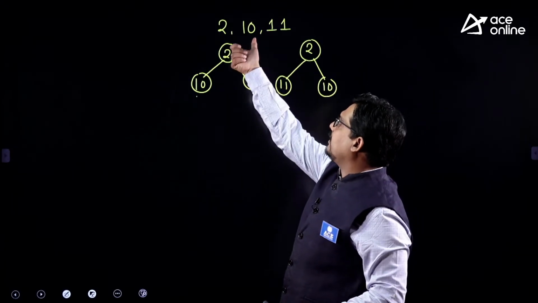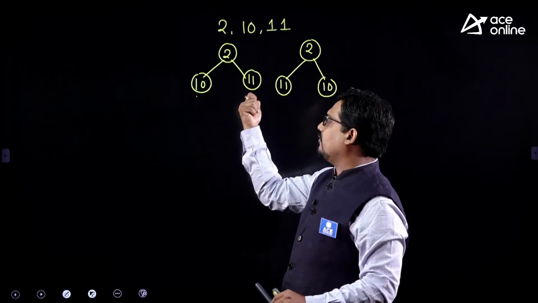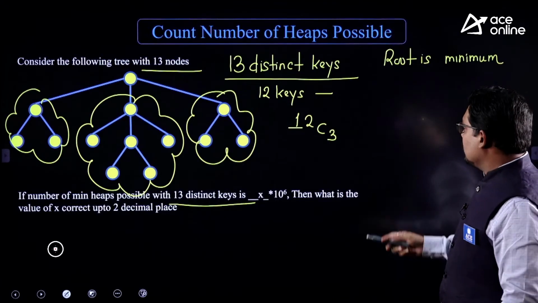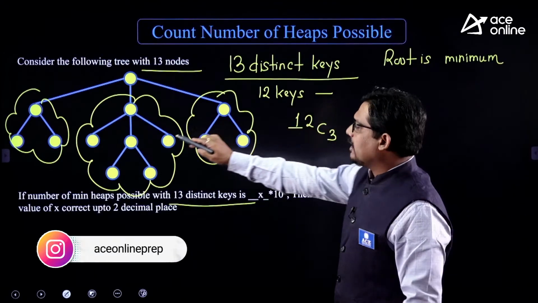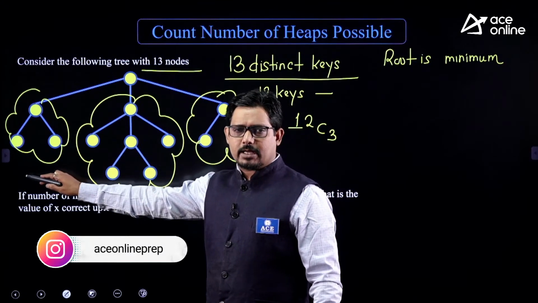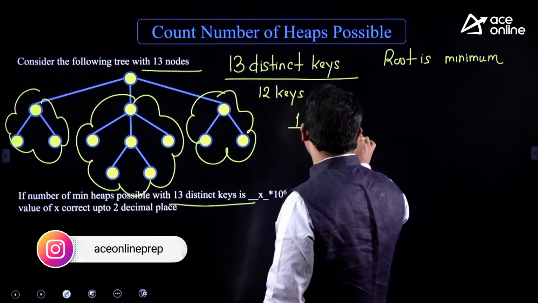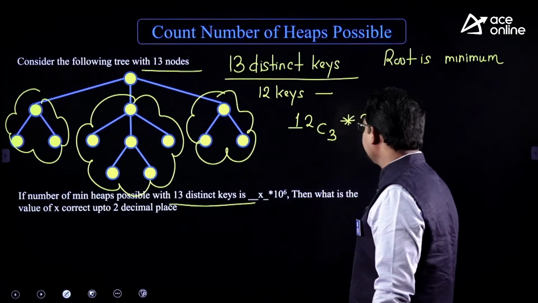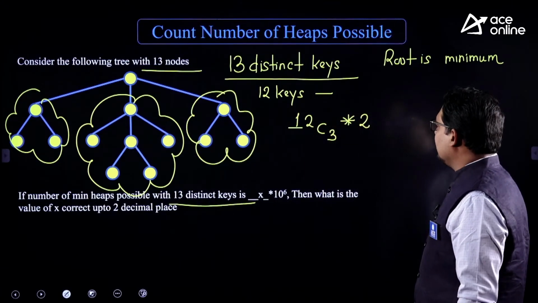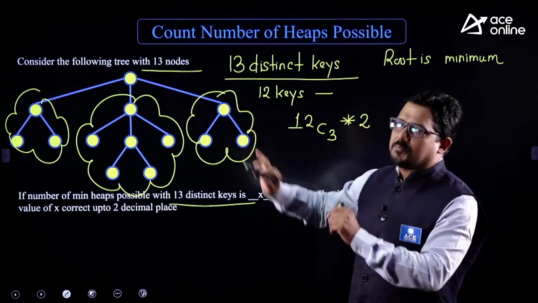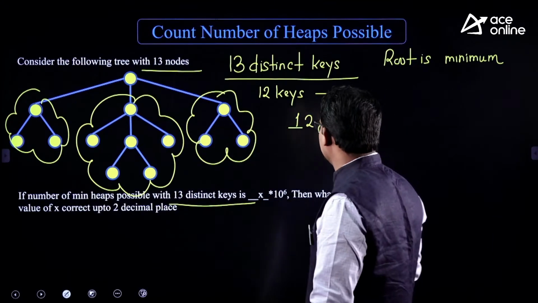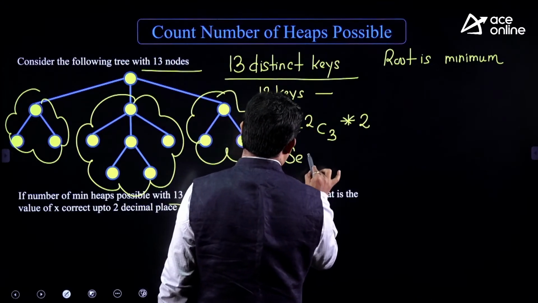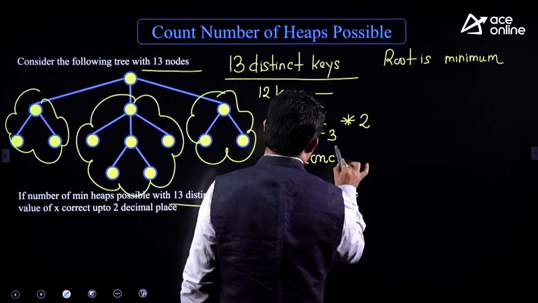This is an example: 10 and 11, so 10 on the left, 11 on the right, and 11 on the left, 10 on the right. So with that, for this particular portion, the number of keys possible is 12C3, and they themselves can arrange themselves in 2 ways. So that is your first part, the first subtree. Now we'll come to the second subtree.